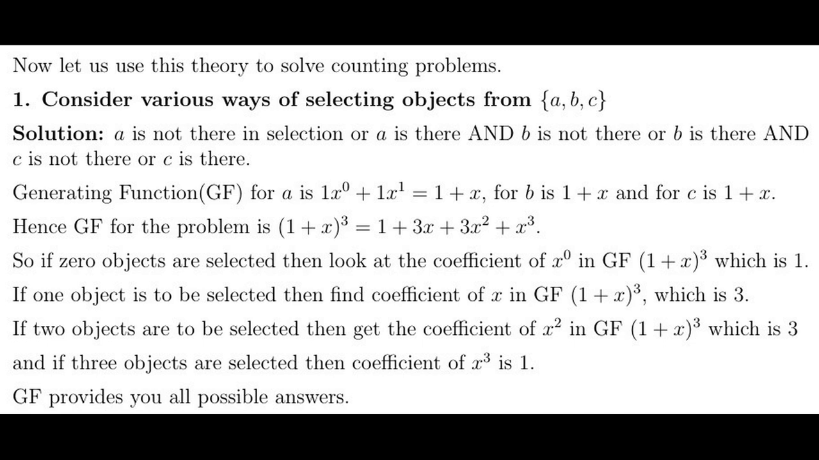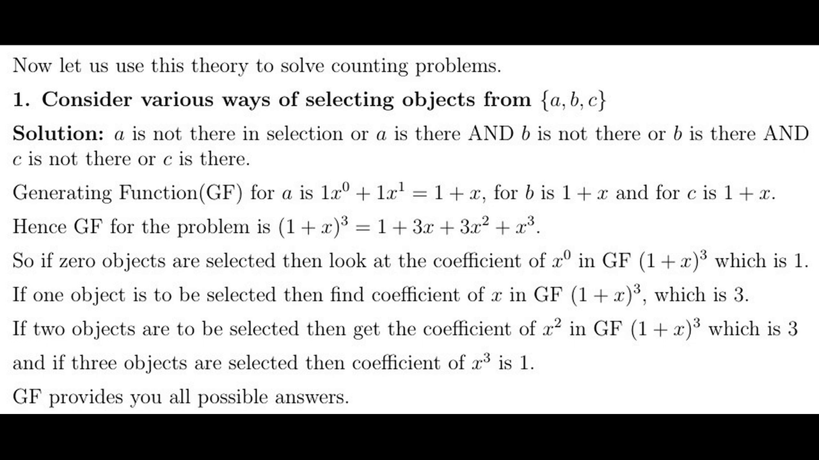Now, the moment we get this generating function with us, we are solving 4 problems simultaneously. If we want to answer in how many ways you can select 0 objects out of A, B, C, what we need to look at is the coefficient of x raised to 0 in the expansion of the generating function for the problem. The coefficient is 1. Therefore, only in one way you can select none of them out of A, B, C.